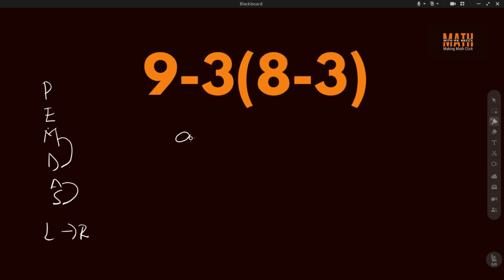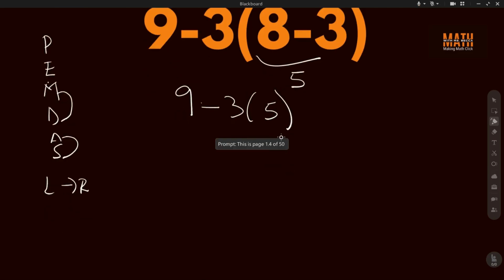This gives 9 minus, we have to solve what is in the parentheses first, and this gives 5. So this becomes 9 minus 3(5). After getting this, the next step is to rewrite this the right way so that we have 9 minus 3 times 5. And this becomes, we multiply before we subtract.